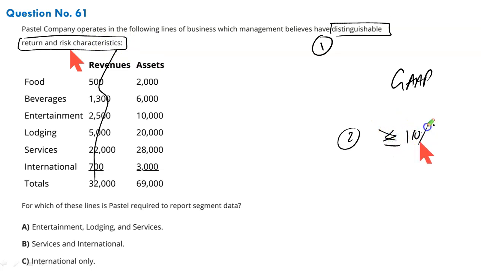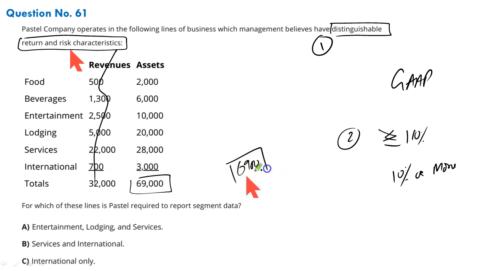Should be more than 10, but at least 10%, 10% or more. This will be more specific: 10% or more of the total assets. What are the total assets? Total assets are 69,000, and 10% of this makes 6,900. So whichever division, gentlemen, has assets more than 6,900 will be considered as a segment.